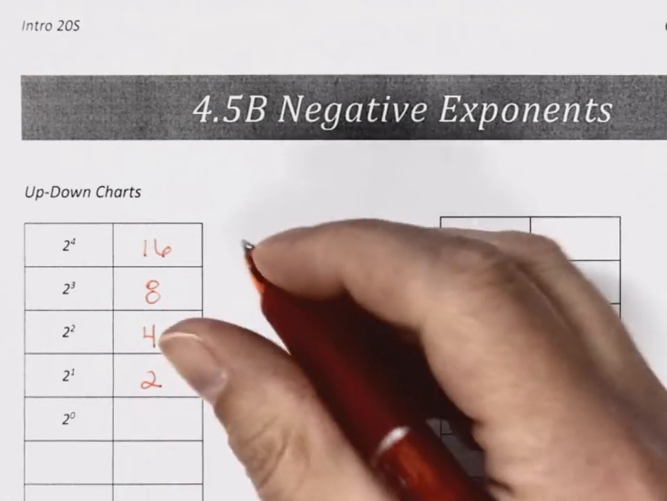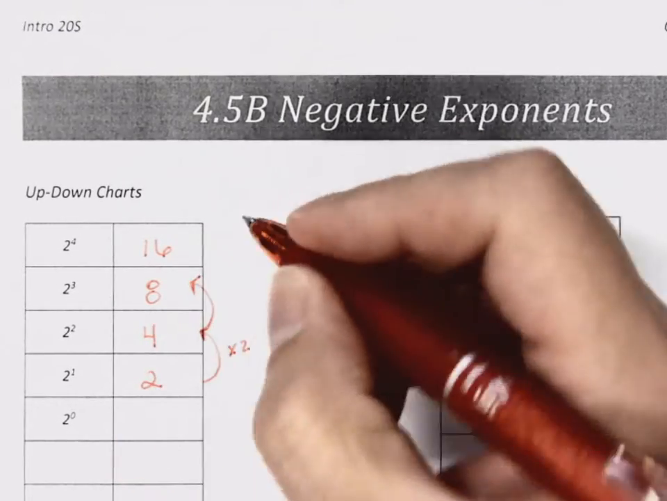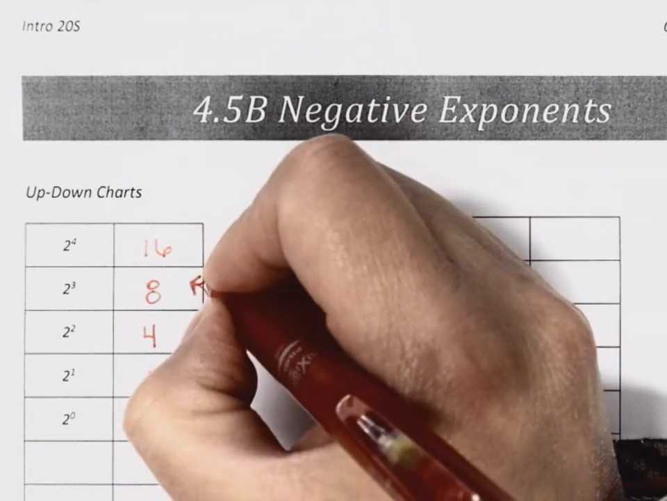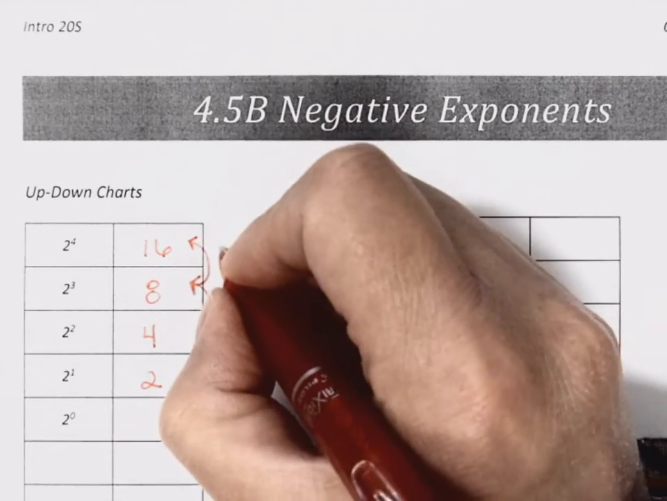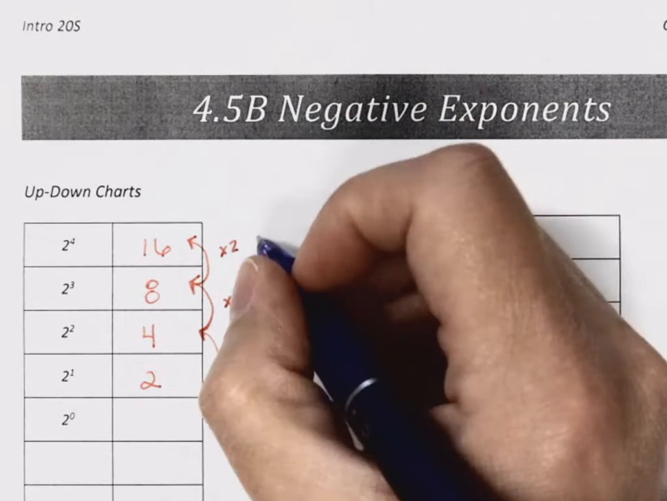So if we go up the chart, how do we get from 2 to 4? 2 times 2. So we're multiplying by 2. And to get from 4 to 8? 4 times 2. Again, we're multiplying by 2. And to get to 16? Times 2. Okay, everybody's good with that? Yes.